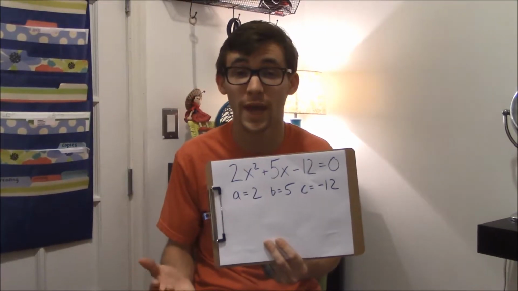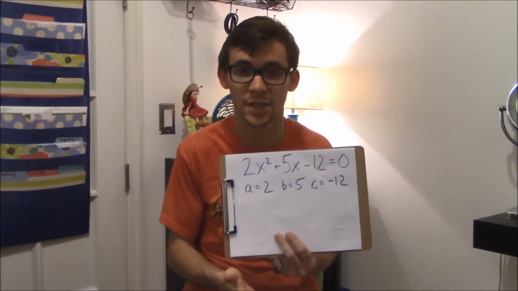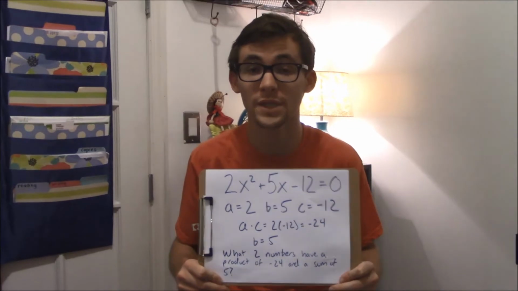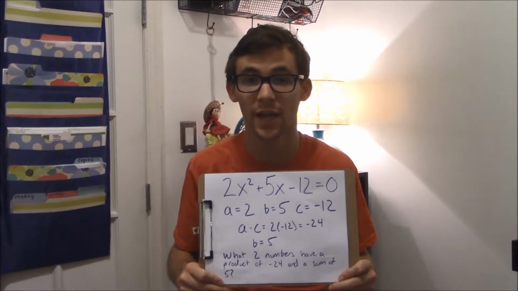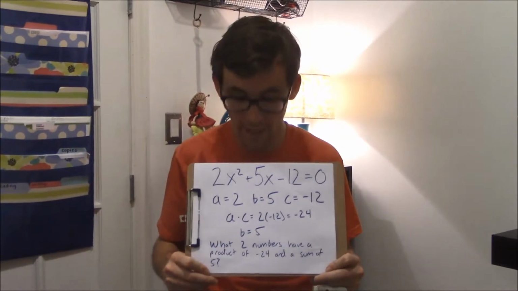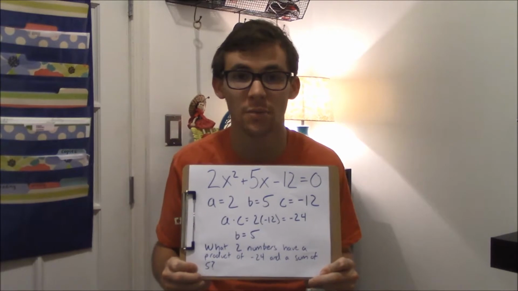The question we ask ourselves is what two numbers have a product of A times C and a sum of B? We know in this case that A times C gives us negative 24 and B has a value of 5. So we have to ask what two numbers have a product of negative 24 and a sum of 5.